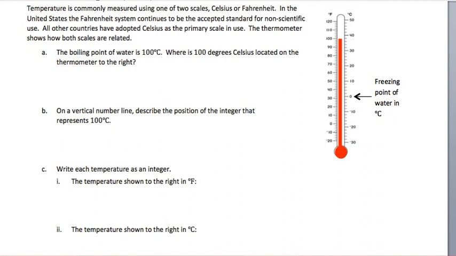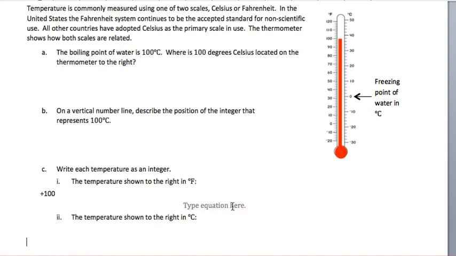Continuing on, we're asked to write each temperature as an integer. So the temperature shown to the right, and the temperature is indicated by the mercury, the red, on the thermometer. The temperature shown in degrees Fahrenheit is 100 degrees Fahrenheit. So as an integer, we would write that as positive 100. Although we don't really have to have the positive sign if we're writing a positive number. We will write it in this example.